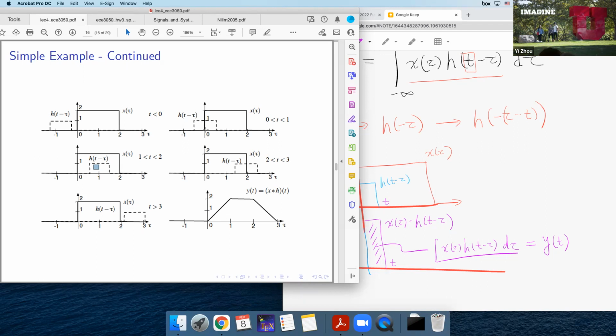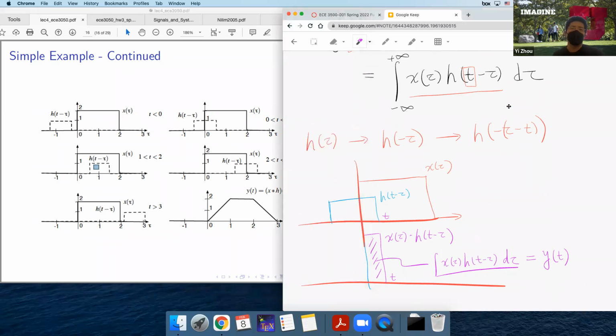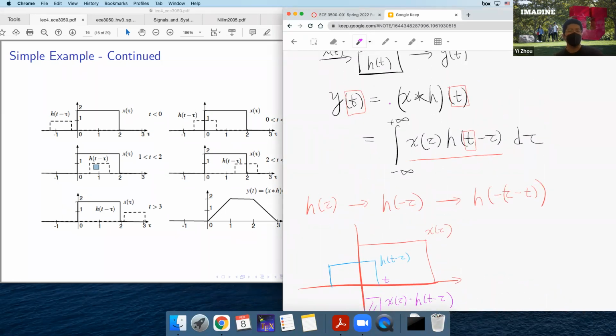And this example is just for rectangular signals, which is relatively easy to visualize and understand. But in general, these two, x and h, can be arbitrary, any signals that we discussed in this course. So this provides a visualization for understanding the convolution operation, but in general, you have to refer to the mathematical definition to deal with any type of convolution in practice.